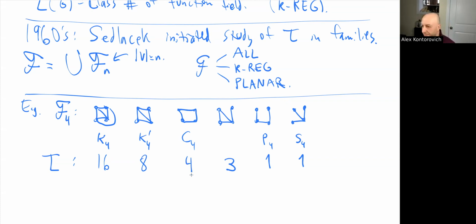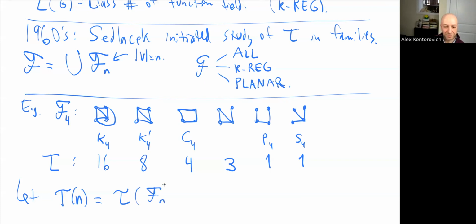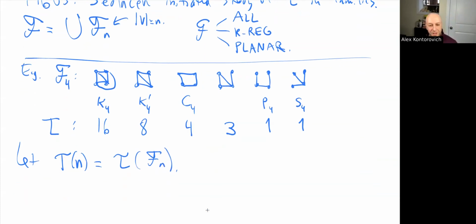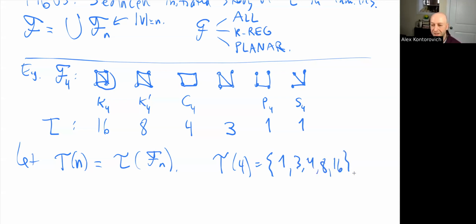Does that make sense? So if we let T of n, where the family is implicit, be just the image of tau on Fn, then what we just computed is T of 4, for either all or planar graphs: which numbers occur, and we don't care about what multiplicity they occur with. So 1, 3, 4, 8, and 16 are the numbers of spanning trees.